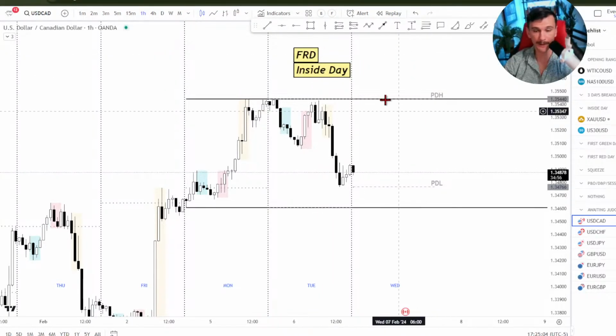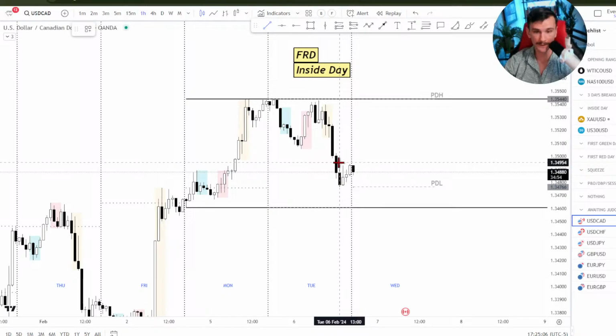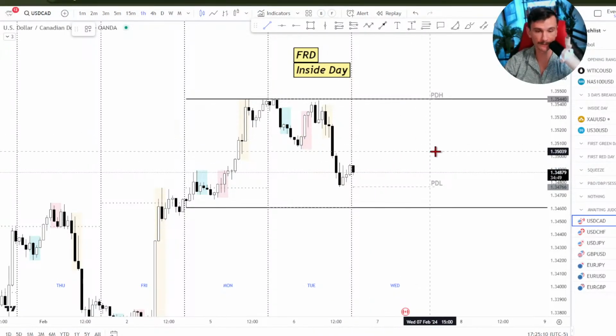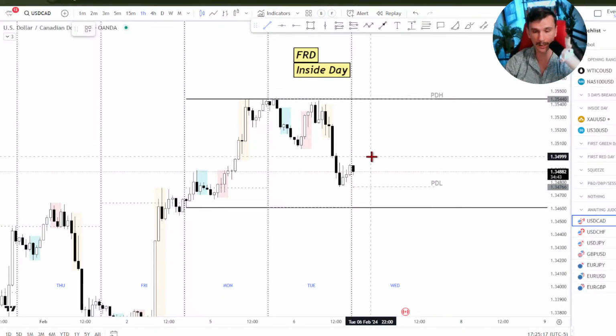Now, on the other side of that, what could happen tomorrow? If this goes into consolidation and starts breaking out, opening range Asia, London extends it, pulls back, New York goes vertical, I'm not going to be looking for a first red day setup that keeps on breaking out and going higher and higher and higher.